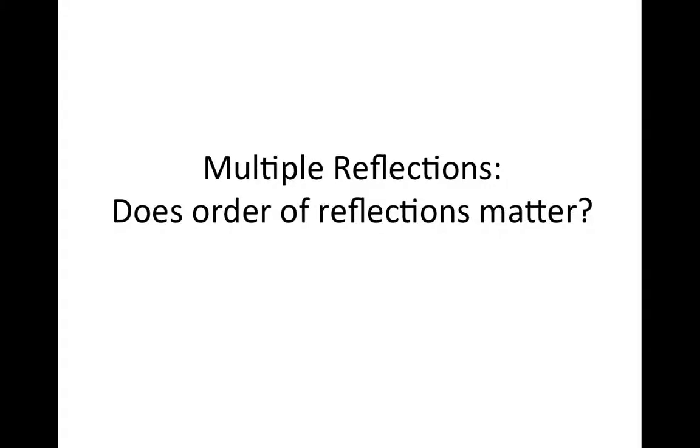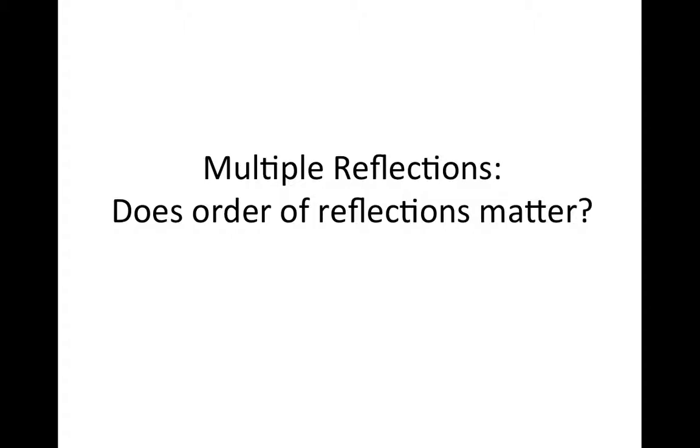So this lesson is going over multiple reflections. And it asks the question, does the order of the reflections matter? In other words, if we have two reflections A and B, if we do A first and B second, we'll come up with a transformed shape. If we do B first and A second, we'll come up with a transformed shape. Are those two transformed shapes the same, or are they different? And if they're the same, then obviously the order in which we do them doesn't matter. And if they're different, then the order does.